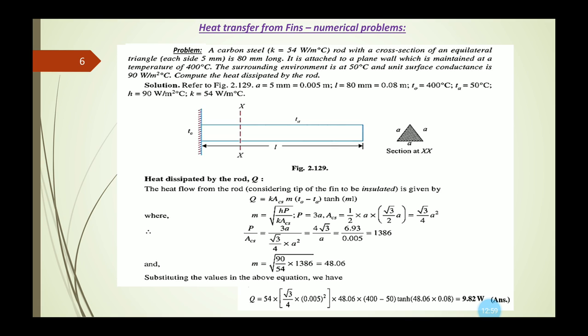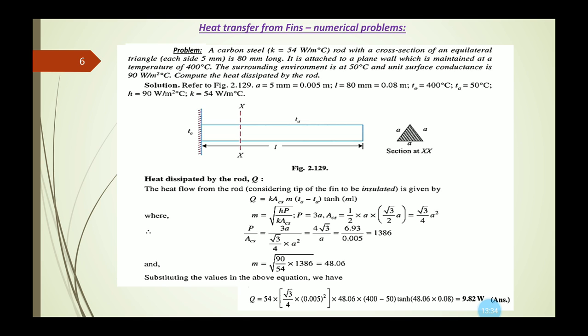Now the heat dissipated by the rod, that is the Q, is the heat flow through the fin. If we consider the tip of the fin to be insulated, it is one of the cases that we have discussed earlier for fin heat transfer. Here the equation for the fin heat transfer is equal to kAm root (T naught minus T a) multiplied by tanh(mL). This is the formula of the fin heat transfer when the tip of the fin is insulated.